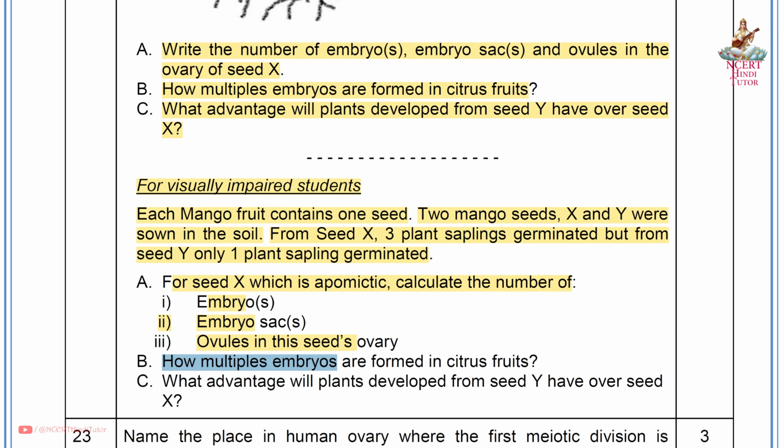B. How are multiple embryos formed in citrus fruits? Friends, we have already read the answer of this question. C. What advantage will plants developed from seed Y have over seed X? So we have already read the answer of this question too. Let's move to the next question.